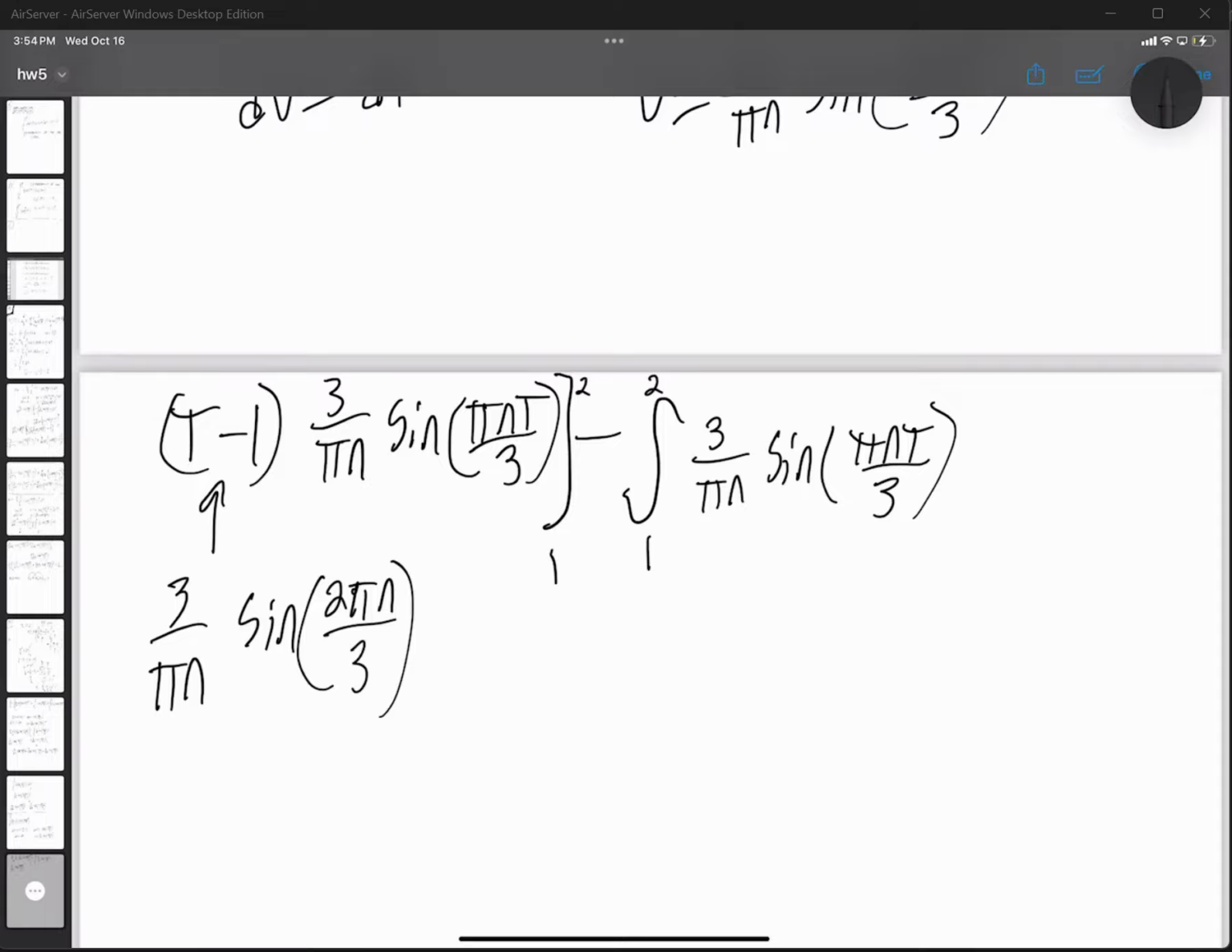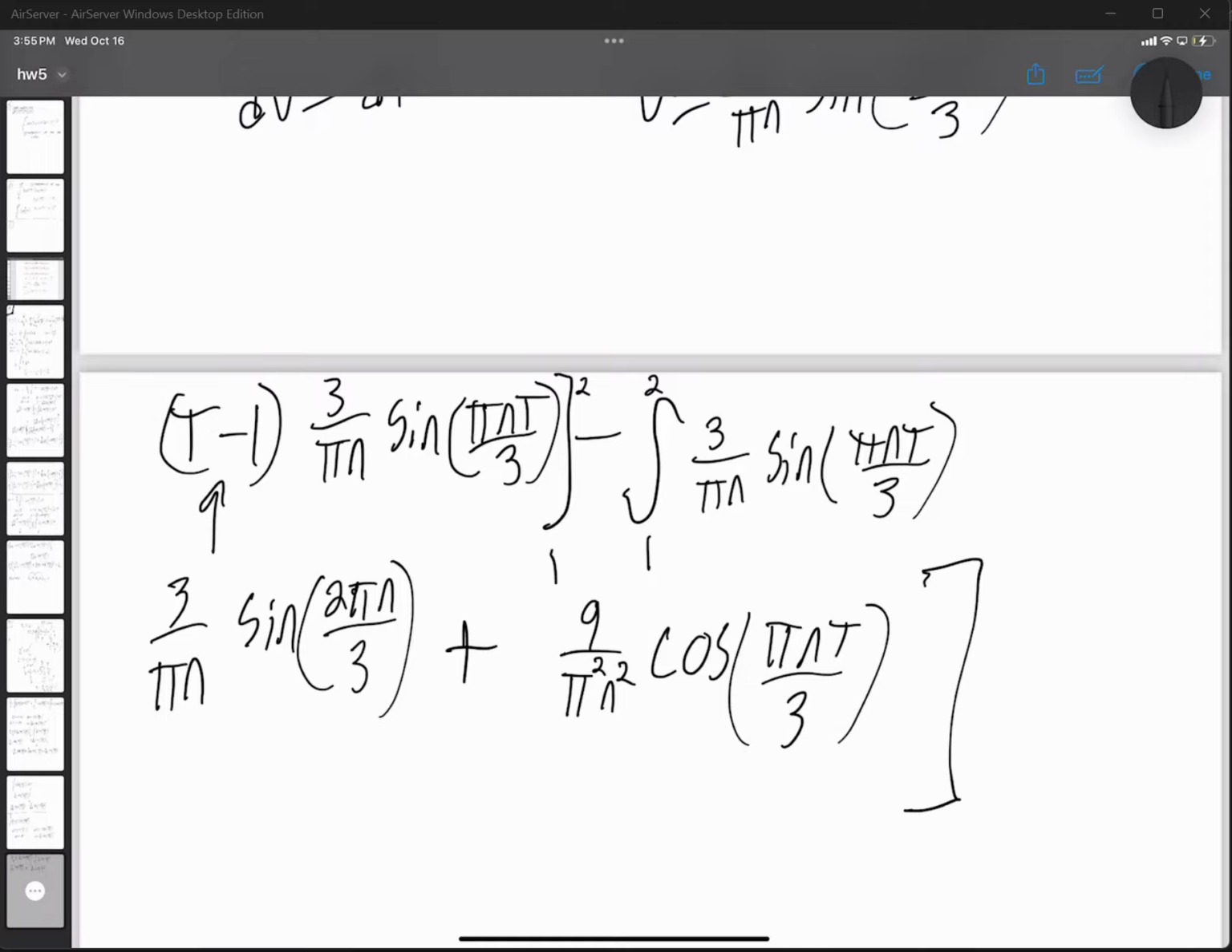Let me integrate the inside of this function. So the integral, to get a positive sign, we need a negative cosine, so we're going to get a positive out here. We'll end up with a 9 pi squared n squared cosine of pi n t over 3. We need to evaluate this from 1 to 2.